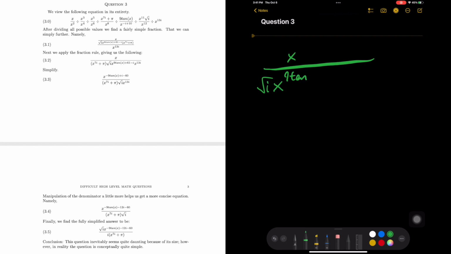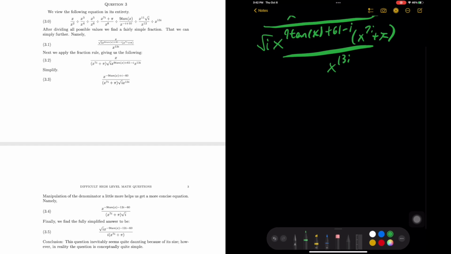Namely, you have x over root i times x to the 9 tangent of x plus 61 minus i, and then that's multiplied by x to the 7i plus pi. This is all over x, and this is subsequently over x to the 13i. So as you can see, it's obviously a lot easier, this expression.